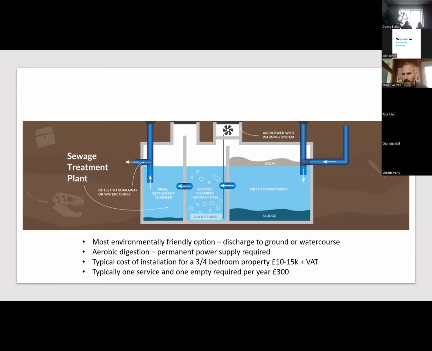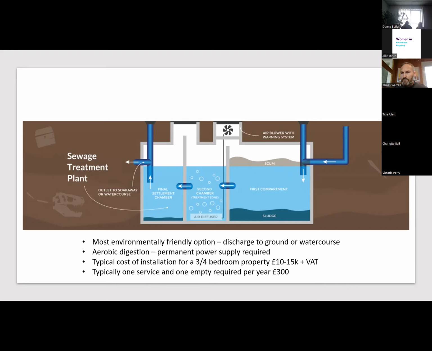And when the service engineer attends, they'll carry out a variety of different tests. And during that visit, they will let the owner of the property know if it needs to be emptied now, perhaps in 3, 6, 9, or 12 months. For the sake of this slide, I've gone worst case scenario that this sewage treatment plant needs a service and an empty each year. So it's going to be about £300.